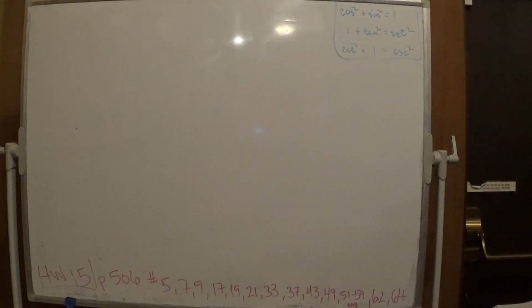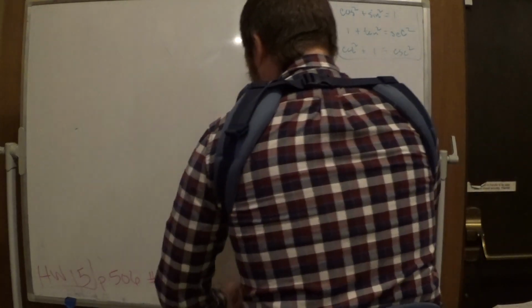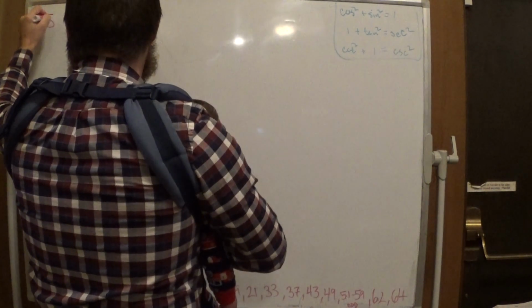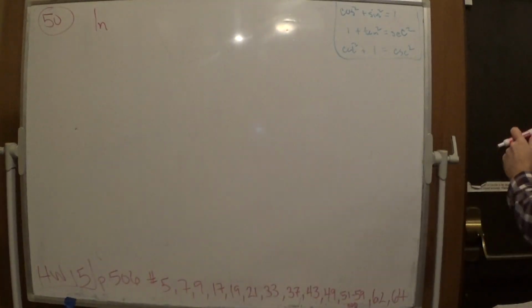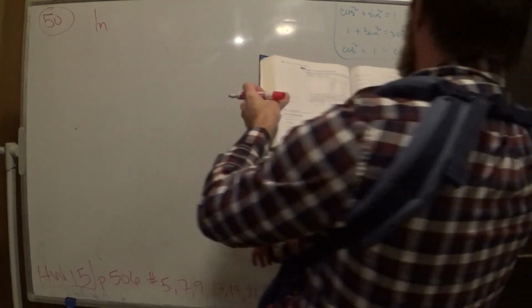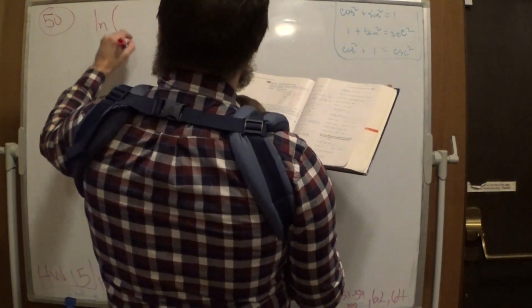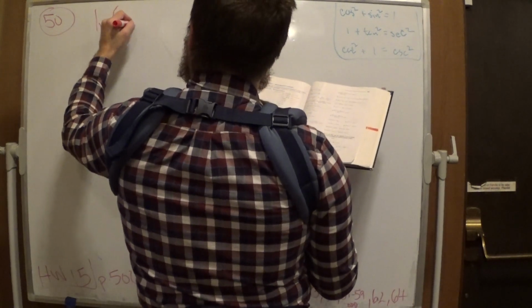So, let's do this. Okay. Actually, let's use this. The natural log of. Now, I'm going to use parentheses. Your book does not. And so just know that this is what it's doing.